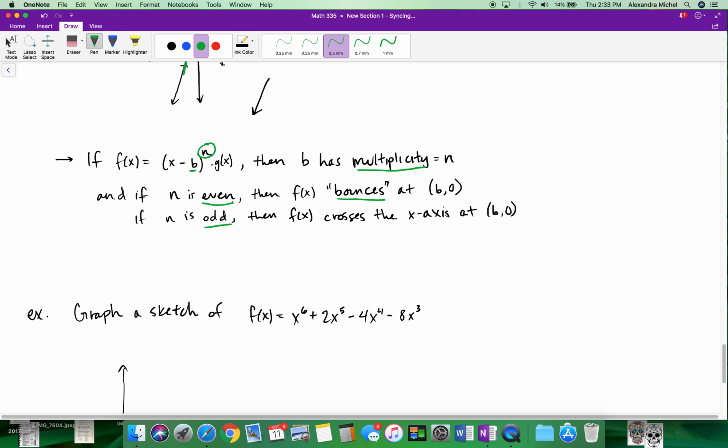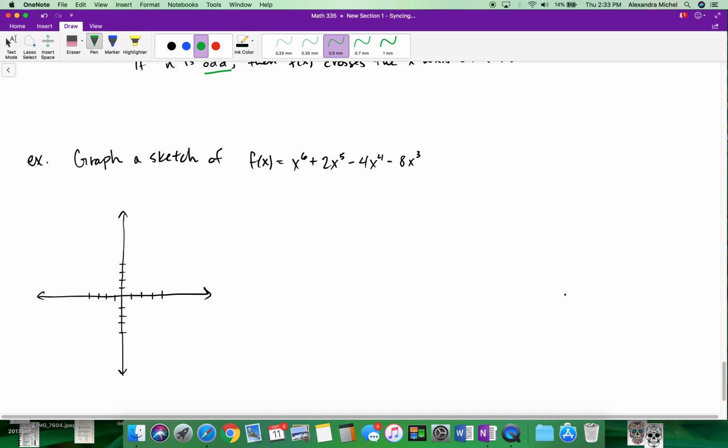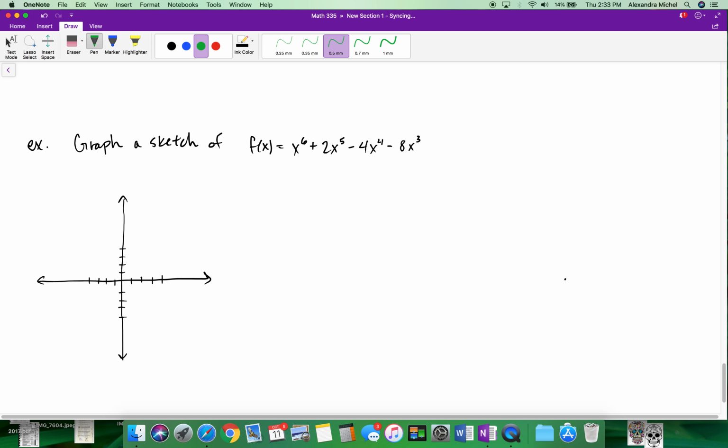All right, so we're just going to do a simple example of this with another function, just to get the idea of what's happening at the x-axis for this function. In the previous example, we already had it factored. In this one, we need to factor first. We always need to factor so that we can figure out what our intercepts are.